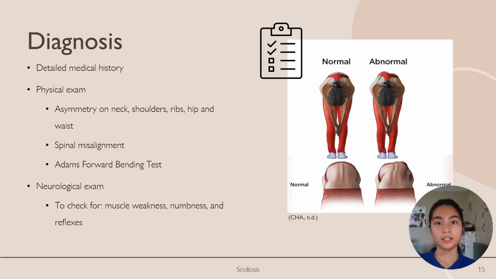Diagnosis involves a detailed medical history and a physical exam to check for symptoms, spinal misalignment, and to perform the Adams forward bending test, which is when a person bends over with their arms hanging to check if there are any irregularities in the back, such as the prominence over here. A neurological exam can also be done to check for muscle weakness, numbness, and reflexes.